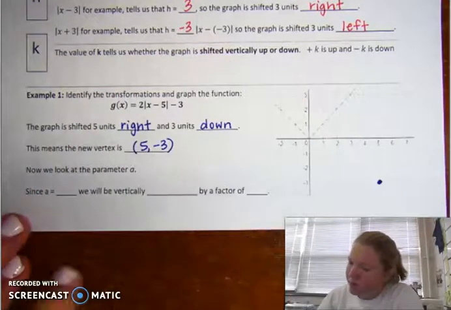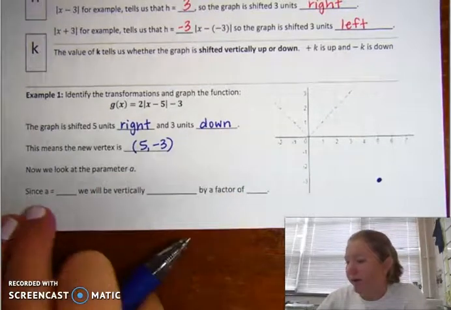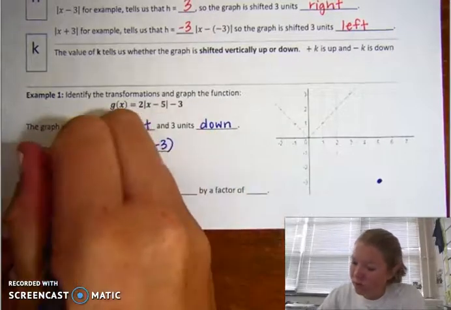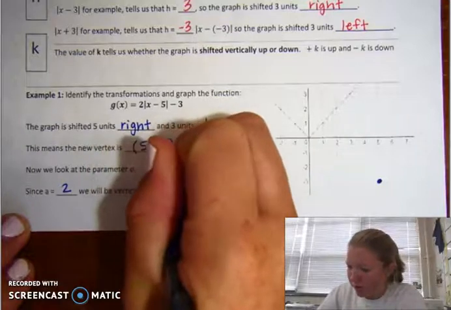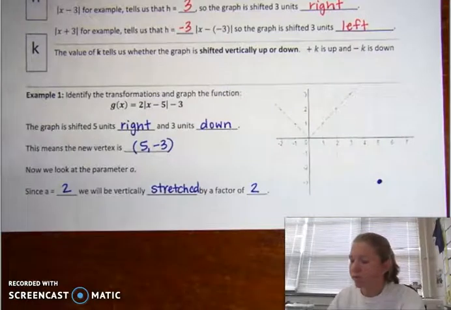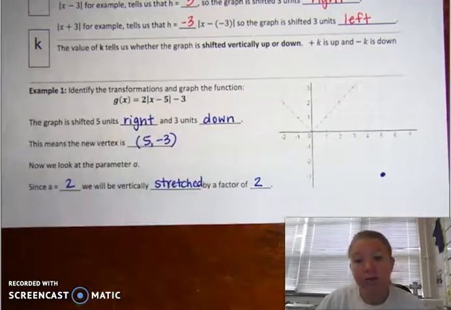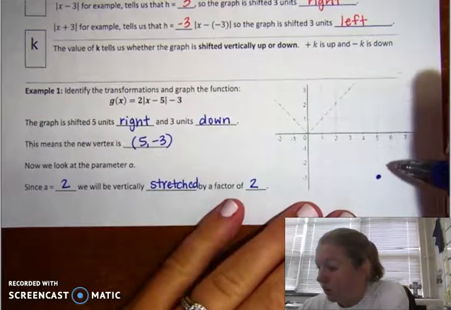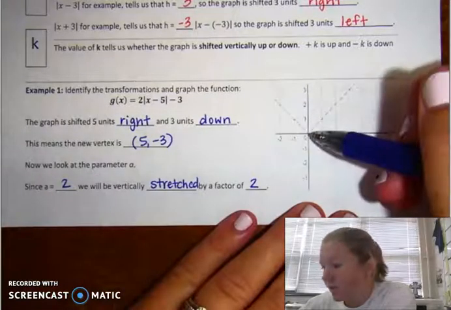Okay, now we're going to look at the parameter A, or the component A. Since A is equal to 2, we will be vertically stretched by a factor of 2. Okay? Since we don't have a negative in front, the V is still going to be facing upward. It's not been reflected.